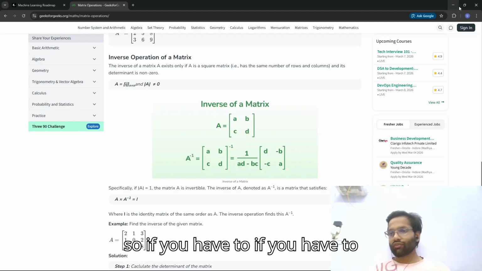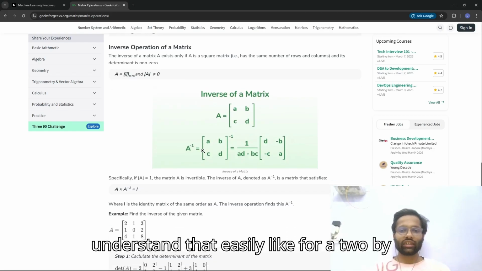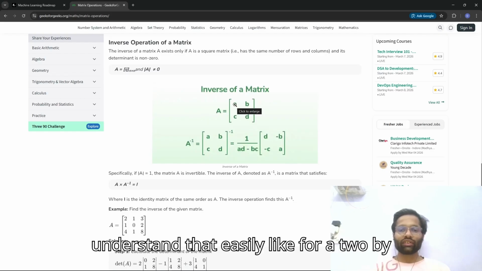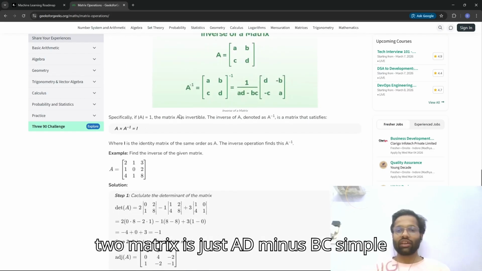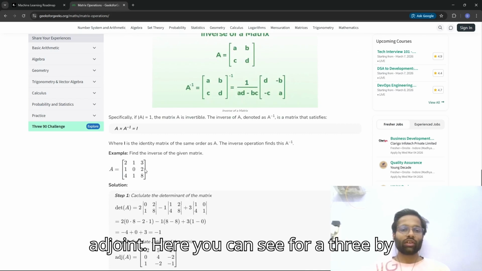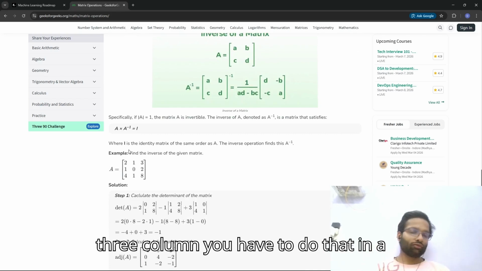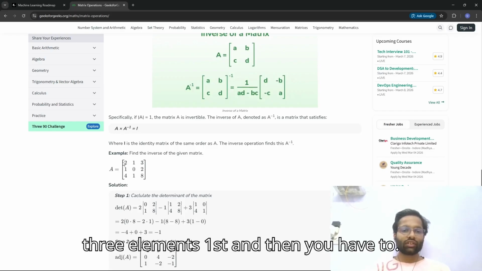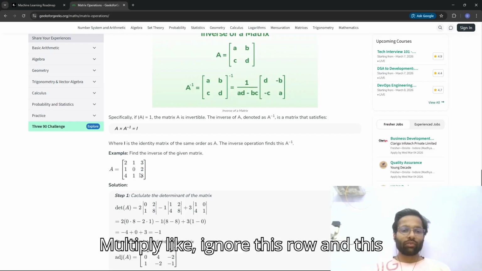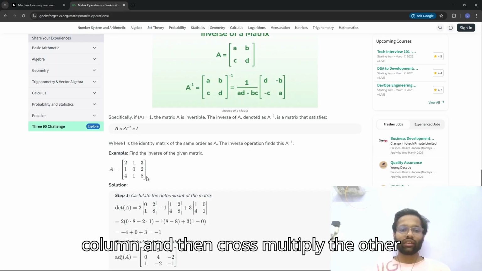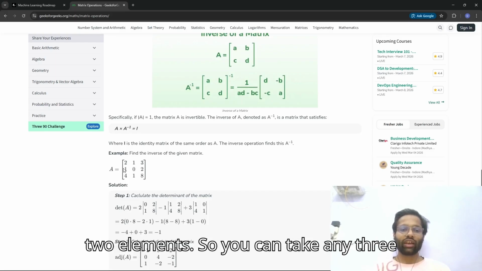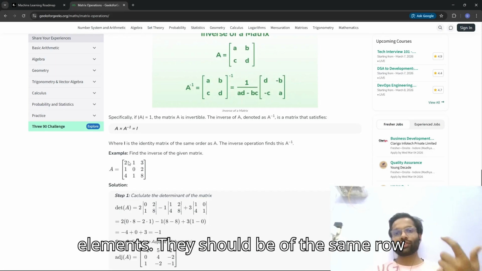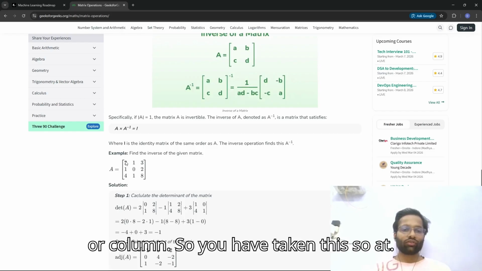Okay, so to understand this easily, for a 2 by 2 matrix the determinant is just AD minus BC, simple. For a 3 by 3 matrix, you have to do it in a very simple manner. You take three elements first, and then ignore this row and this column, and cross multiply the other two elements. You can take any three elements, but they should be of the same row or column. So you have taken this.